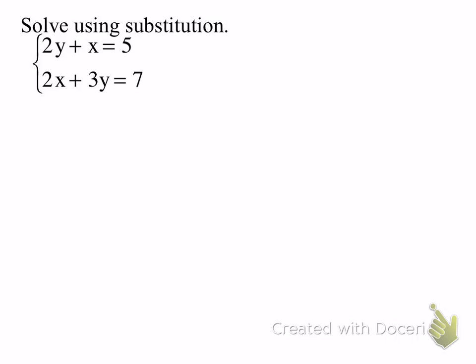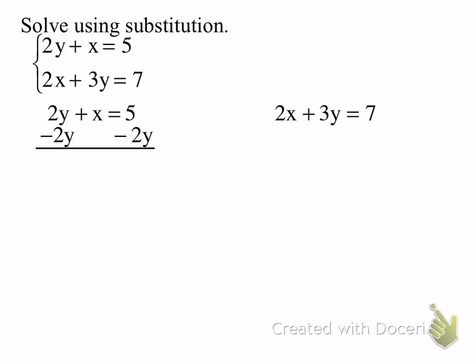I mean, we can still do it if they all have coefficients. I'd probably use a different method, but for now, all you know is this method. Okay. So we're going to get x alone. We're subtracting 2y. x equals negative 2y plus 5.